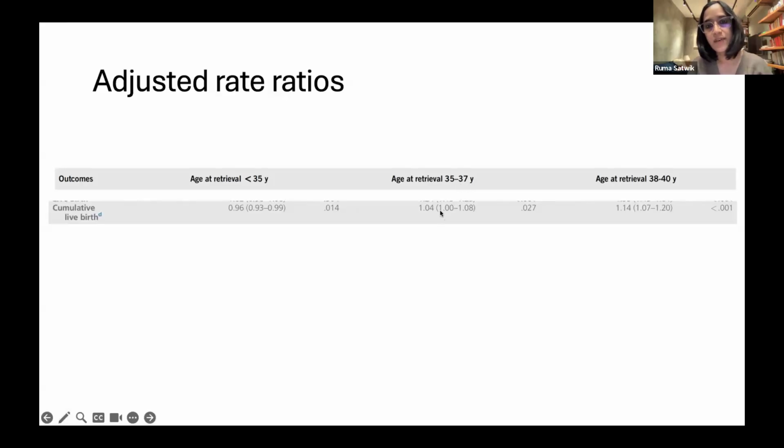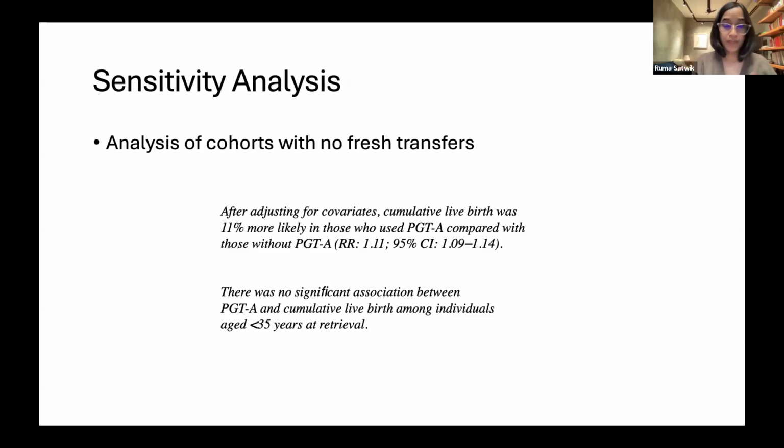In 35 to 37, it's 1.04, but the confidence interval is 1 to 1.08, which means it is possible that the results can vary with a different analysis. It's not a very strong association. 38 to 40, 1.07 to 1.2. There is something happening here. Cumulative live births. Remember, they have the denominator as all cycles that underwent PGTA, even if they had no embryos for transfer, right? So now they're not happy with that.